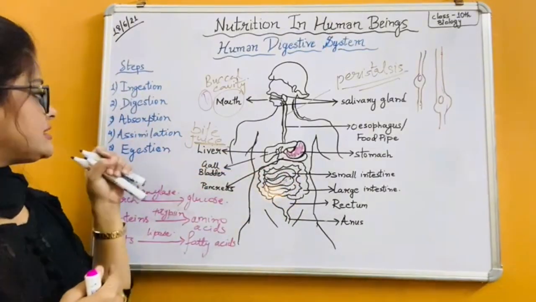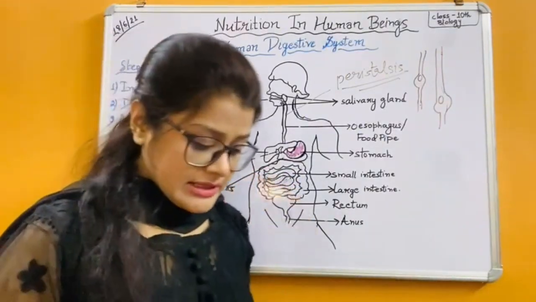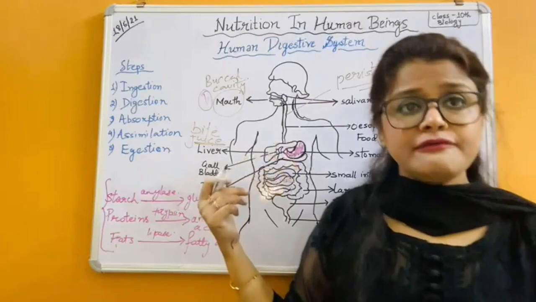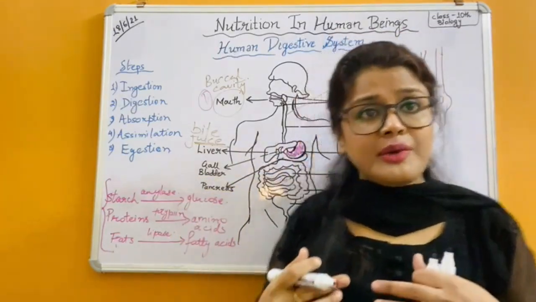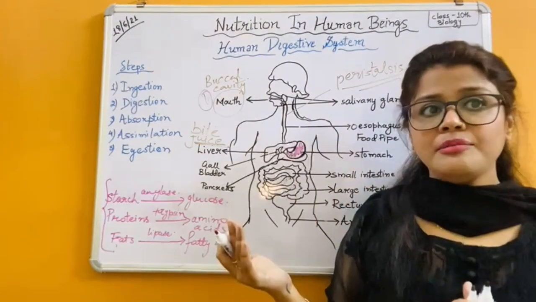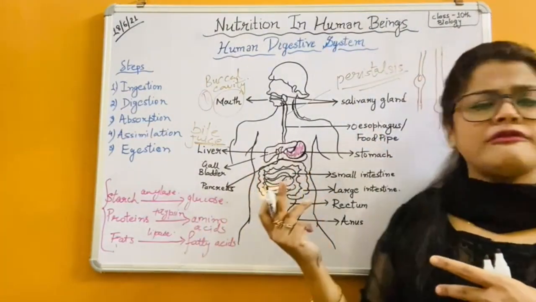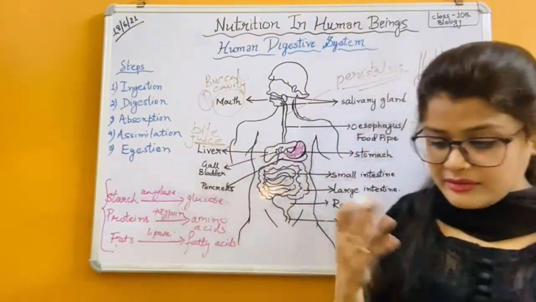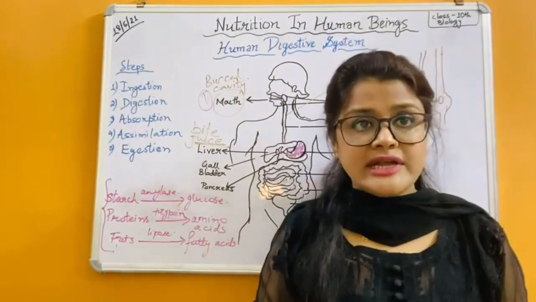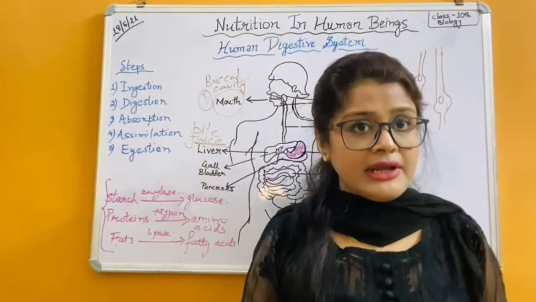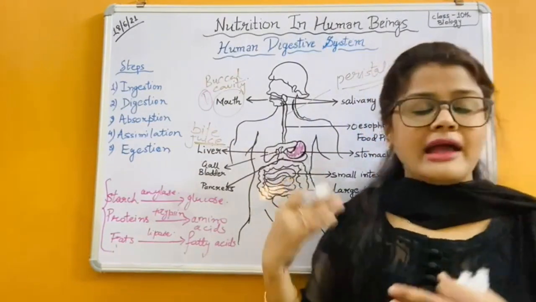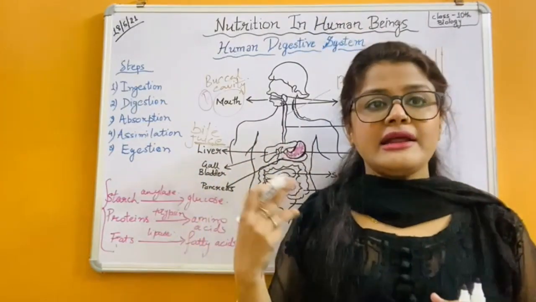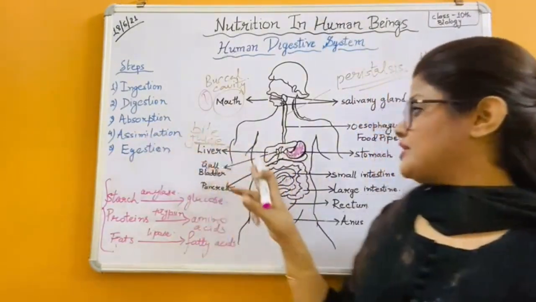Now the fourth step, that is assimilation. Here, the absorbed food is utilized by the body to generate energy and for growth and repair. The amino acids help in the growth and repair of worn out cells, and fatty acids and glycerol are stored below the skin and act as energy reservoirs. And glucose, you all know, gives us energy. So assimilation is done here.